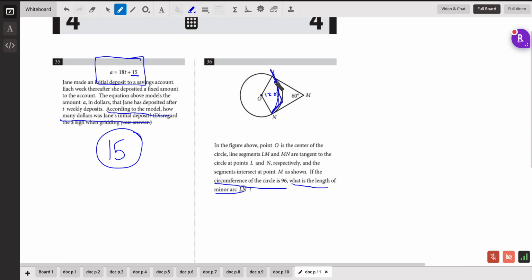So if the whole circle is 96, the first thing we have to figure out is what part of the circle this is. So we know that we have 120 degrees out of a total of 360 in a circle. And if we simplify that, it's 1/3. So this is 1/3 of the whole circumference. So 1/3 times 96 equals 32.